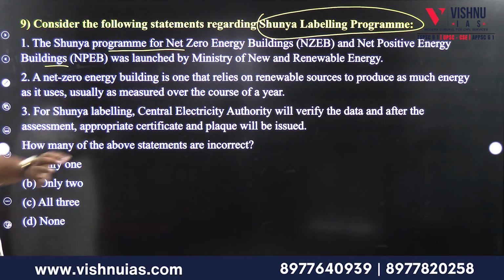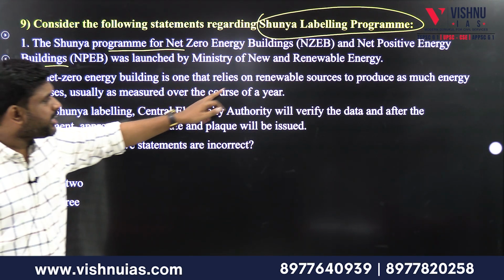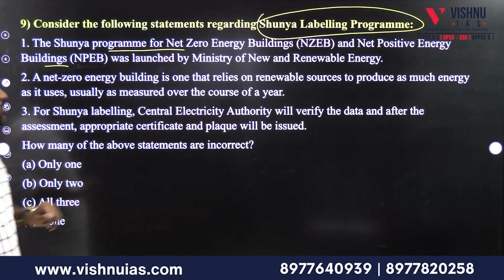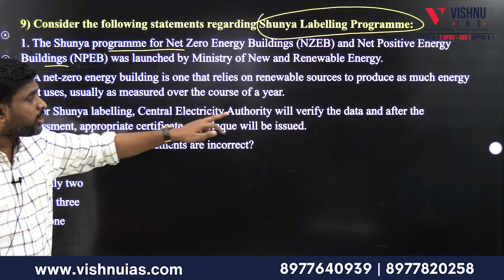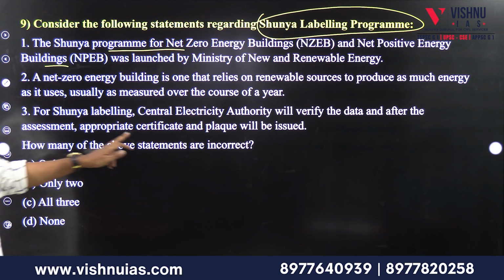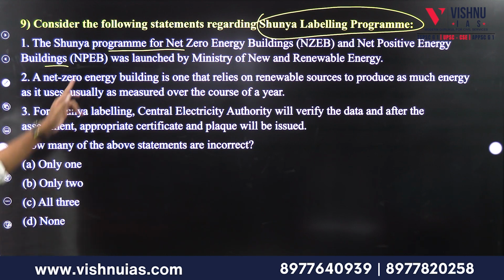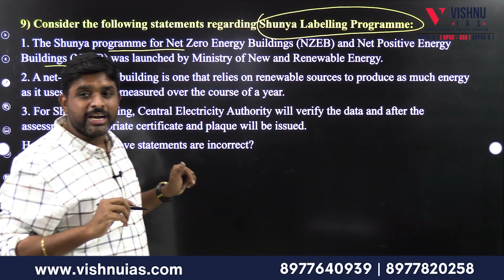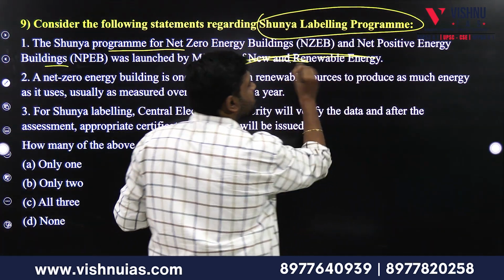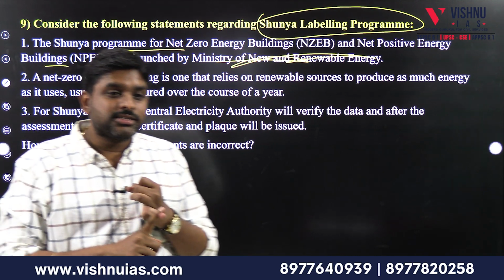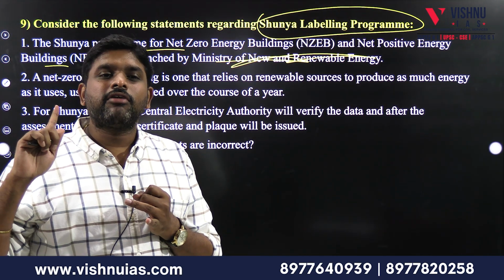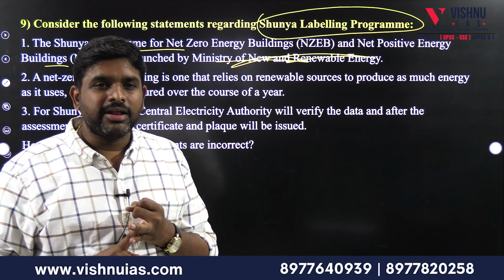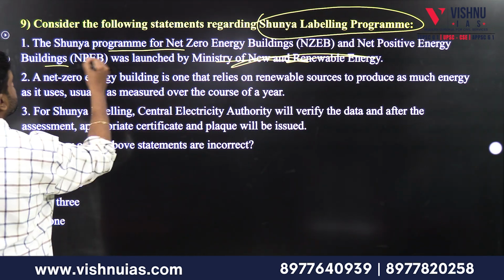Shunya labeling program. A net zero energy building is one that relies on renewable sources to produce as much energy as it uses, usually as measured over the course of a year. For Shunya labeling, Central Electricity Authority will verify the data and after the assessment, the appropriate certificate and plaque will be issued. So first one is correct. This is not Ministry of New and Renewable Energy. It is Ministry of Power. Shunya is Ministry of Power. Earlier one, Griha, is TERI and New and Renewable Energy. This is Ministry of Power. So this is a wrong statement.